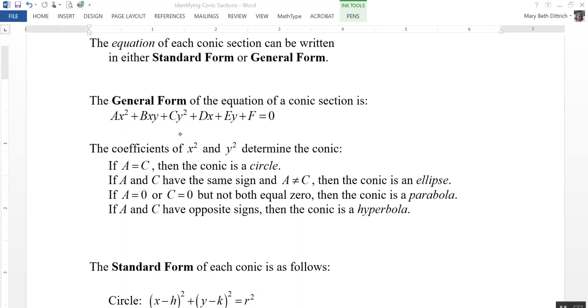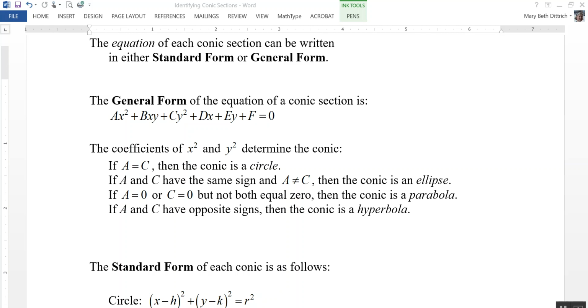Now the coefficients of the x squared term and the y squared term determine which particular conic it is. So if a and c are equal to each other, then the conic is a circle. If a and c have the same sign, so in other words, if they're both positive or both negative, and a is not equal to c, then the conic is an ellipse. If a is equal to 0, or c is equal to 0, but not both equal to 0, then the conic is a parabola. In other words, there's only going to be one squared variable. And if a and c have opposite signs, so a is positive and c is negative, or a is negative and c is positive, then the conic is a hyperbola.